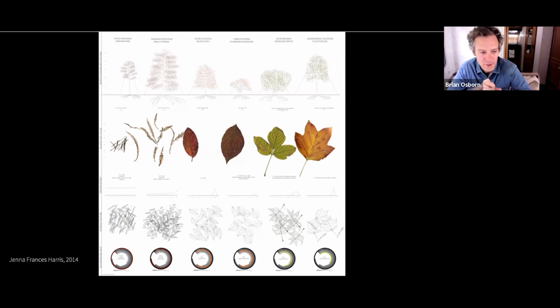This is the work of Jenna Francis Harris in the fall of 2014. And Jenna, when she first started to go to Milton, became interested in detritus, or the kind of collections and patterns of leaves on site. And so she started to study the different kind of leaf litter patterns of different trees that she could find on site, or ones that were prevalent in the area.